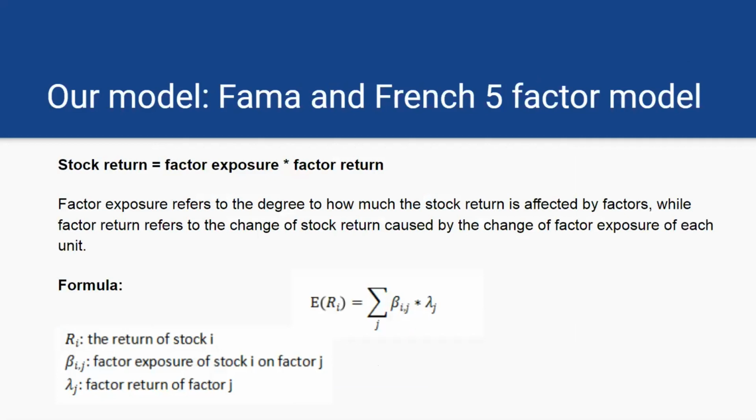After some research, we decided to use the Fama and French five-factor model. The basic idea of this model is to factorize the stock return into factor exposure times factor return, where the factor exposure refers to how much the stock return is affected by factors, while factor return refers to the change of stock return caused by each unit change of factor exposure. And below is the formula of our model.